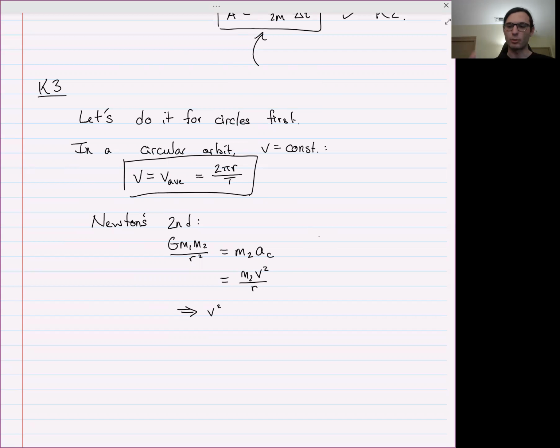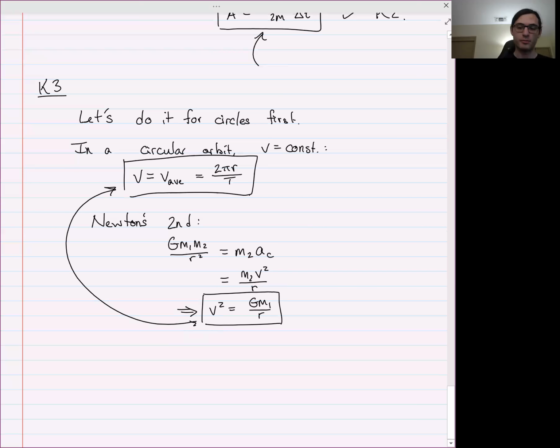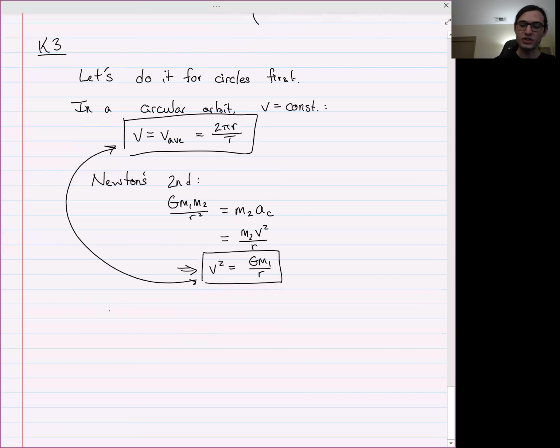Oh, no, never mind. Ignore me. I'm just being dumb. We can solve for v squared in this formula. So v squared in this formula is just g m1 over r. So now we can use these two equations to eliminate speed, right? So from the first equation, we have (2 pi r divided by t) squared, that's v squared, I just took this and squared it, is equal to g m1 over r.